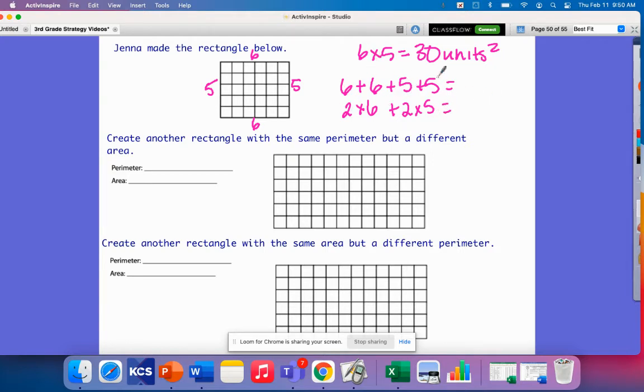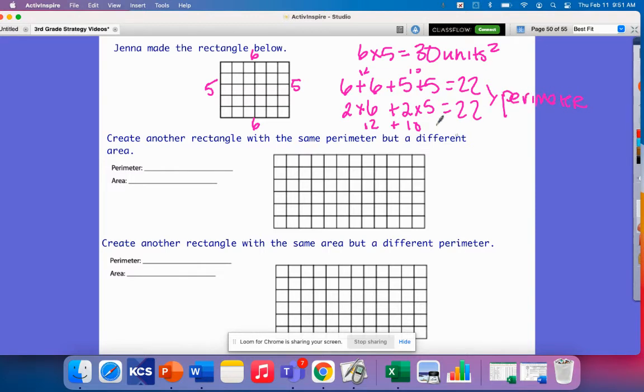So this would be 12, 10, so that would be 22. 2 times 6 is 12, 2 times 5 is 10, and 12 plus 10 is 22. So I can do that either way because I have 2 sets of 6 and 2 sets of 5. So my 22 is my perimeter.